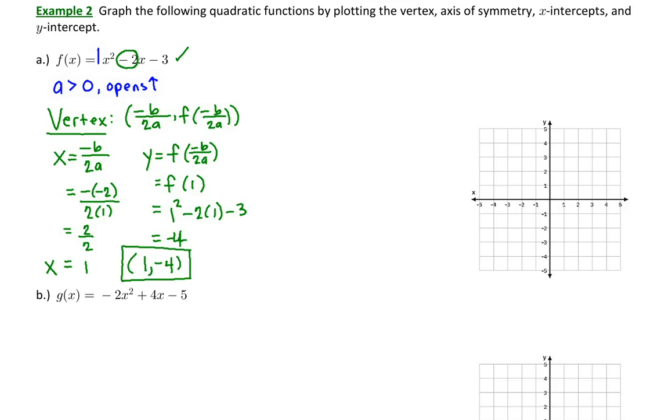As soon as we know our vertex, we can write the equation for the axis of symmetry. Remember, it's x equal to the x-coordinate of whatever our vertex was. So updating our graph, we have our vertex, (1, negative 4), and we have axis of symmetry at x equals 1.